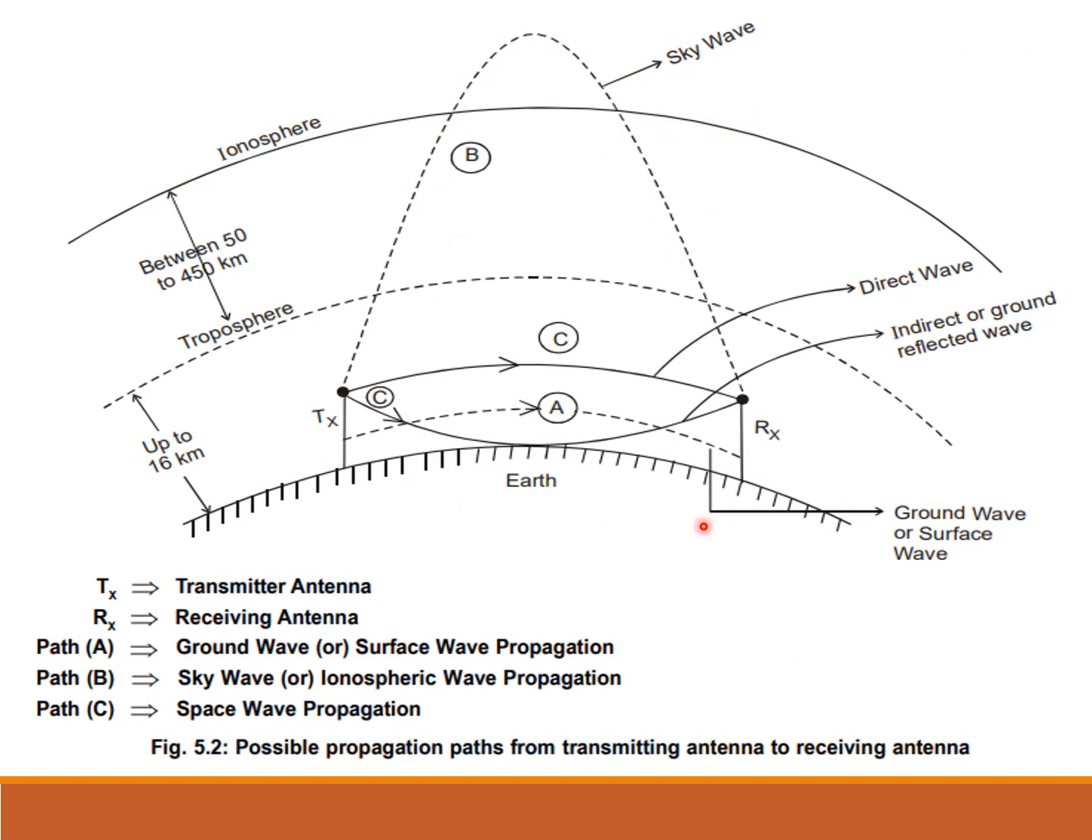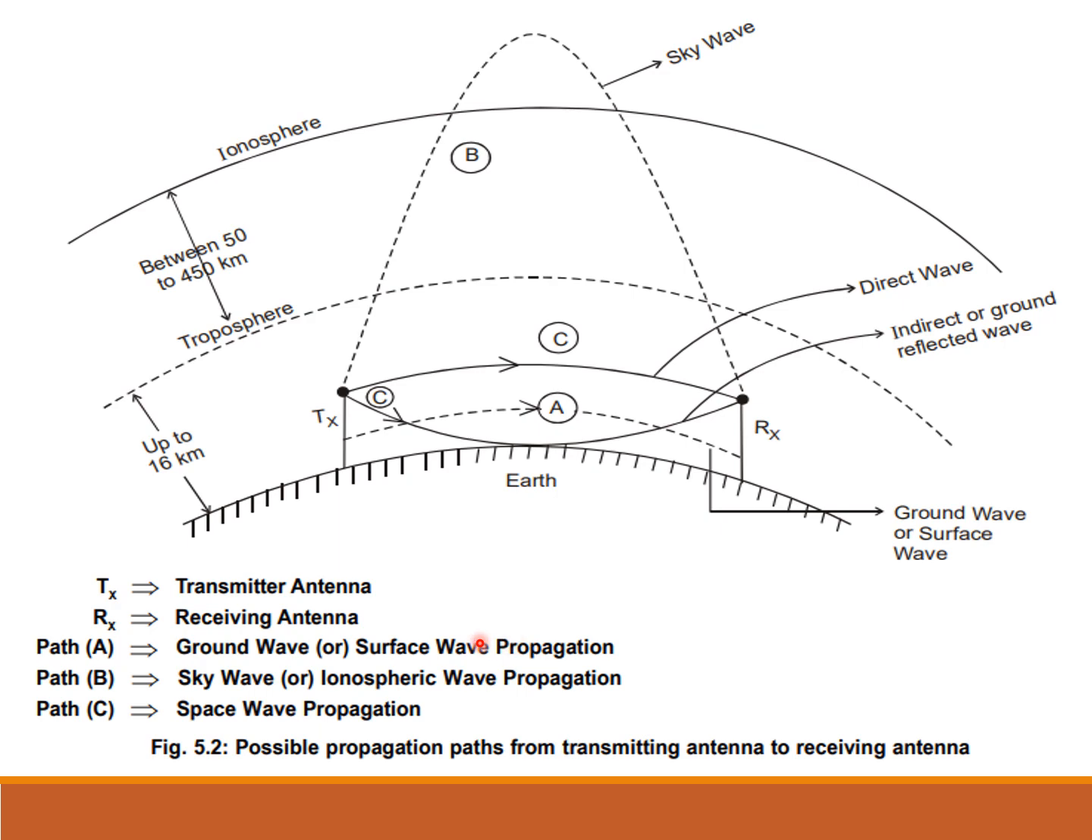Now let us look into this diagram, and then I'll move back to the previous two slides. Now kindly look into this diagram. There are four paths shown here. You have path A, you have path B, and two paths, path C. Now what is path A? Path A is nothing but the ground wave or surface wave, where the waves travel very near to the surface of the earth, and hence the name ground wave or surface wave.